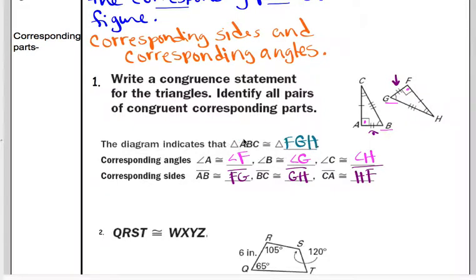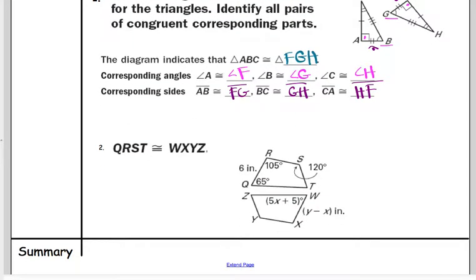Now what's really, really cool about this statement is that it can be used to answer all of these 6 questions. All of these blanks could be filled from the statement without even looking at the picture. If you're looking for an angle, you just look, oh, A is first, what's first? F, and then you put that in the blank. B is second, G is second, that goes in that blank.